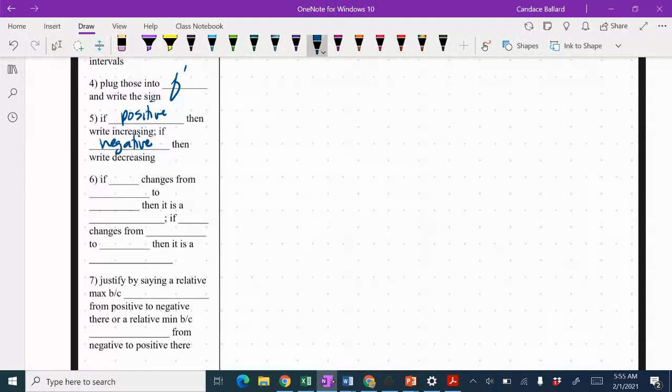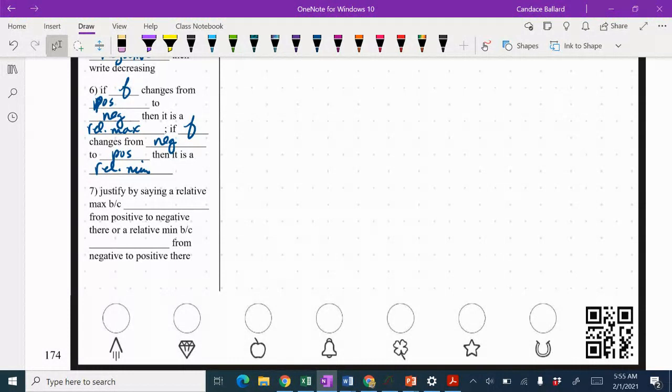If f changes from positive to negative, then it is a relative max. And if f changes from negative to positive, then it's a relative min. And we justify by saying a relative max because f prime changes from positive to negative, or a relative min because f prime changes from negative to positive there.